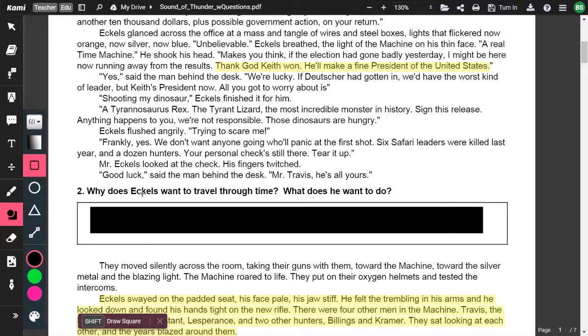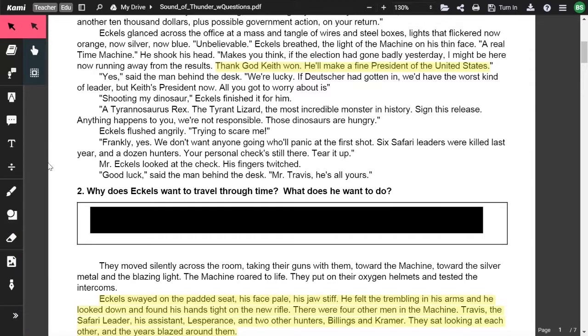So our first question is, why is Mr. Eccles traveling back in time? What does he want to do? I want you to pause and see if you can answer this question. I'll go back through after I finish reading this. I'll go back through and show the answers.